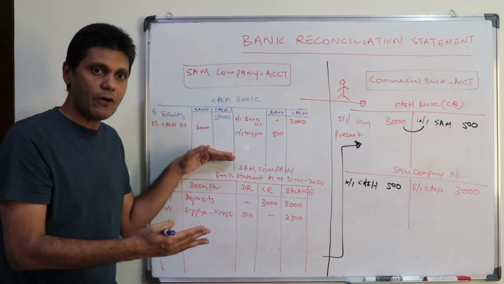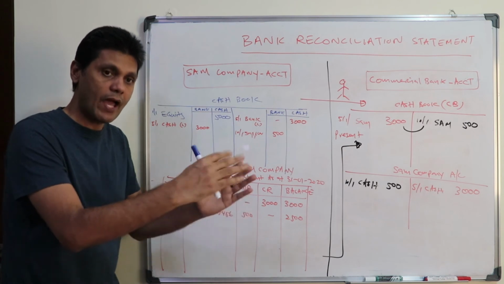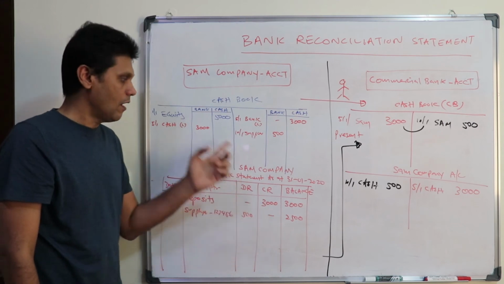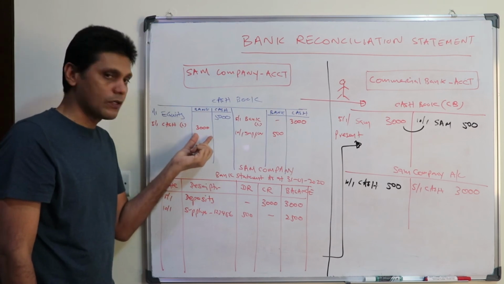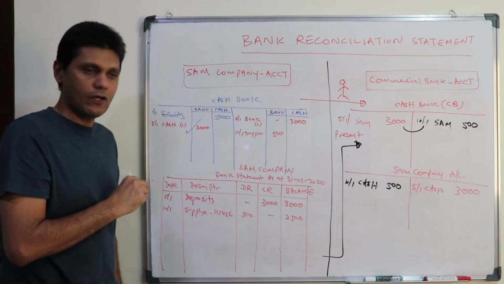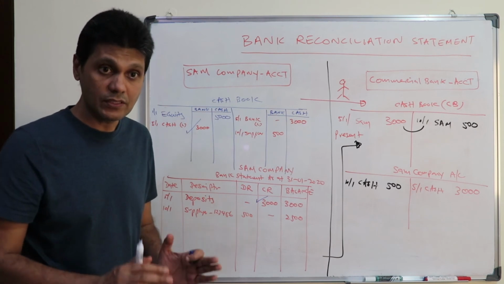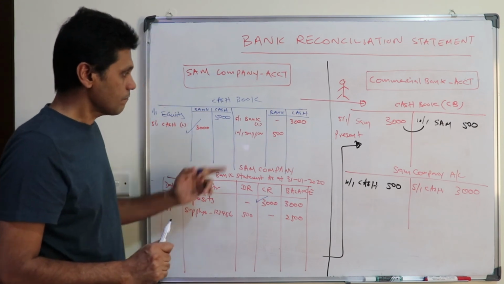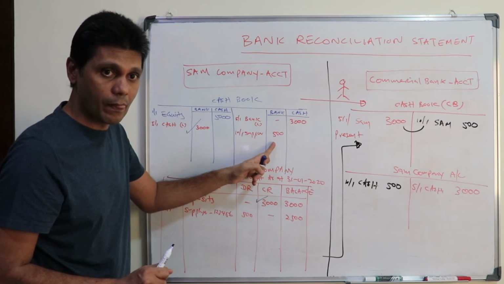Because from the bank's point of view, they look at the transaction from a different angle. When money is deposited, it's a liability for the bank. However, for the company, it's an asset. So therefore, you need to compare the debit side of the bank column with the credit side of the bank statement. This is the first concept. Is that clear? Okay.